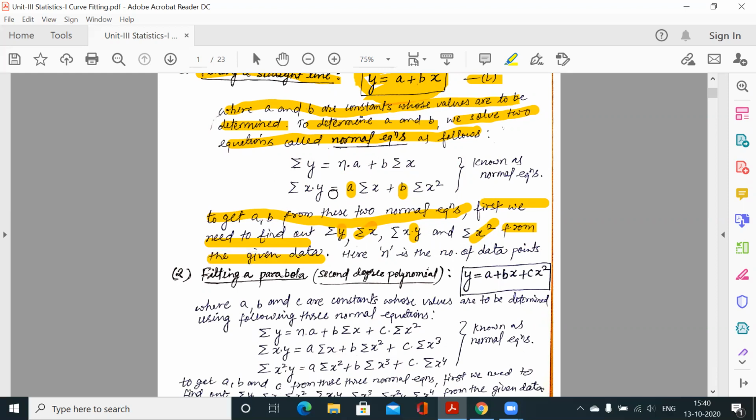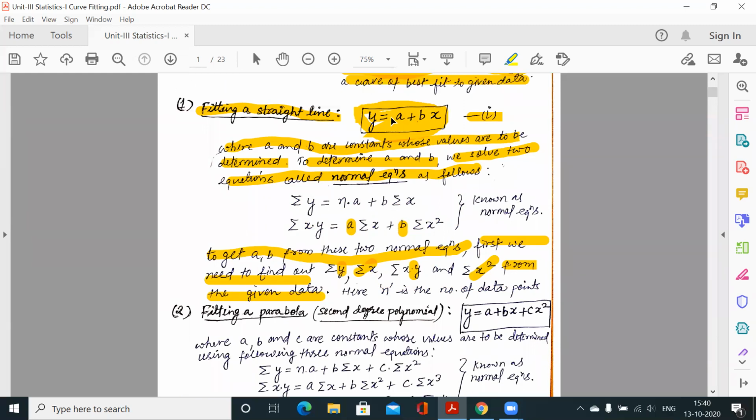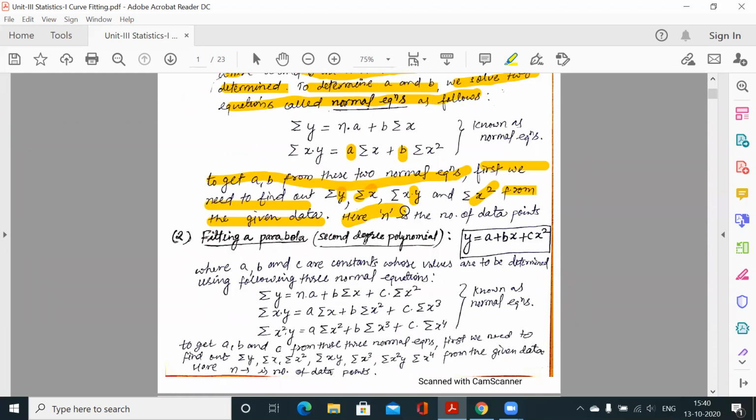So using the given data, we will find these summations. We will substitute these summations here and get two linear equations in a and b. We will solve those normal equations, those linear equations, for a and b, and substitute the a and b values here. We will get our answer. This is our answer. Here n is the number of data points. So this is the process.